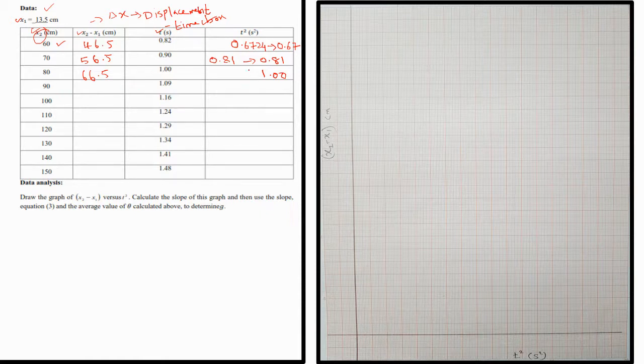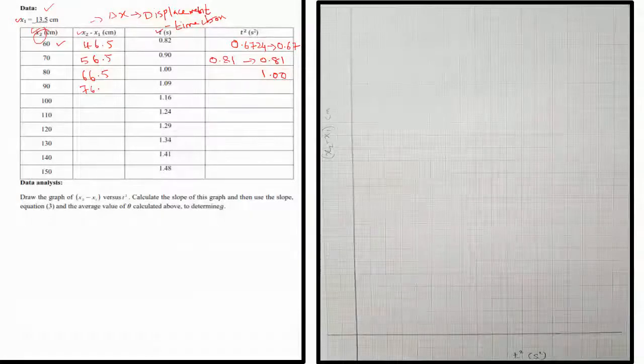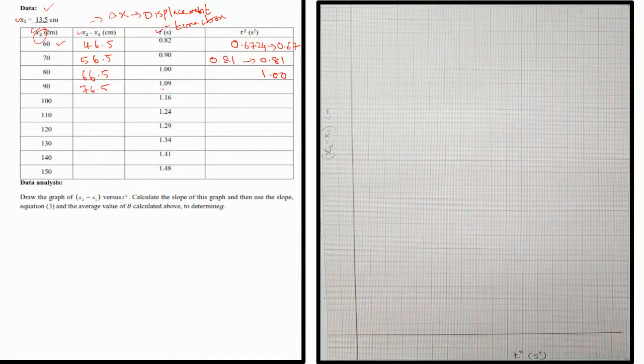So likewise, 90 minus 13.5 gives you 76.5, and when you square this 1.09, what should be the value? Could you please tell me the value of 1.09 squared? 1.1881. Now you have to see the third digit. What is our third digit, brother? Our third digit is greater than 5. So you have to round the previous number. If you round the previous number, you will get 1.19. Clear?